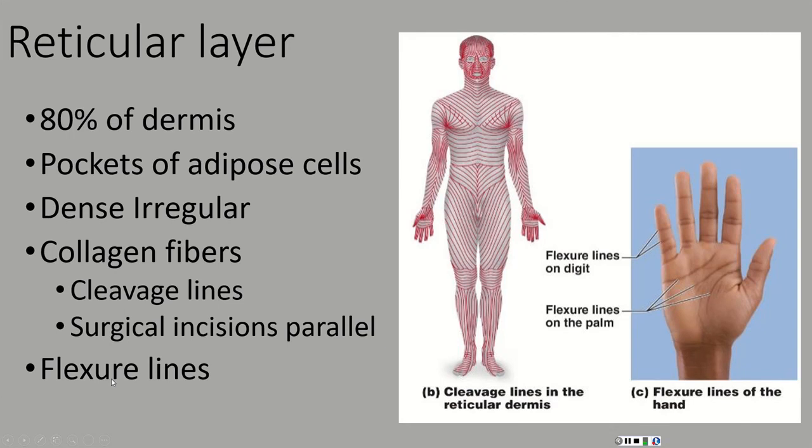And then similar, we also have something called flexure lines, which we see over here. Flexure lines are going to be found in places where there's repeated bending. And here, the dermis and the epidermis are going to be held very, very tightly to the bones or muscles that are deep to them. And that just keeps the skin from bunching up anywhere where there's a lot of flexing, such as the knuckles of your fingers, the palms of your hands, places like that.